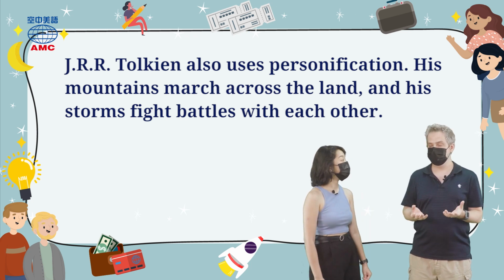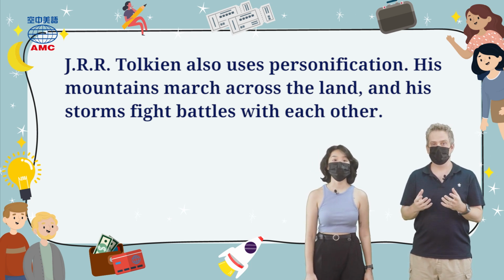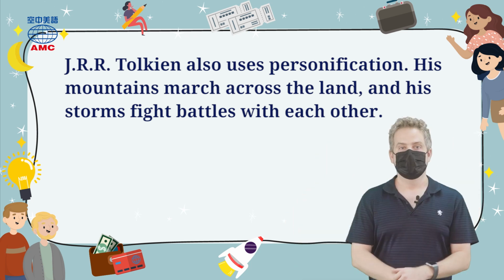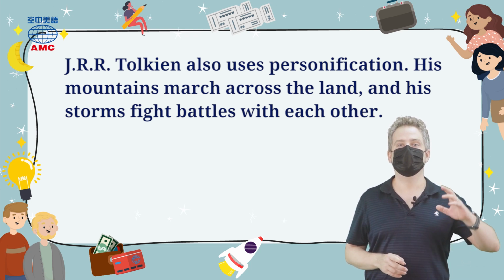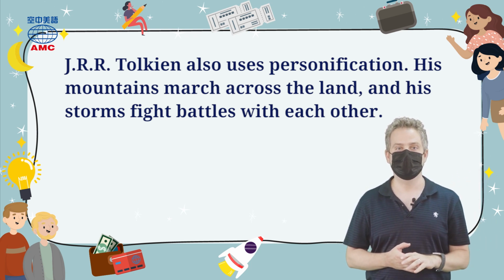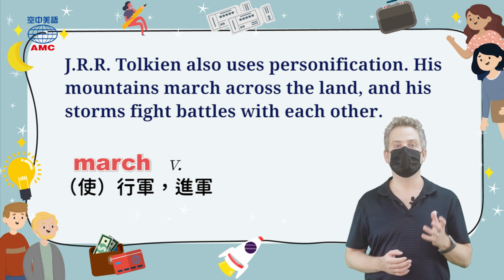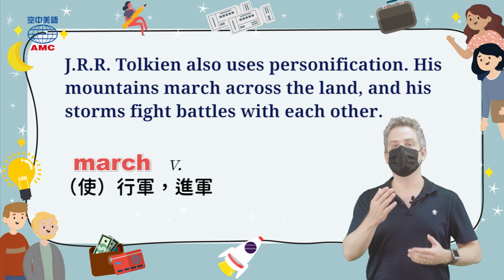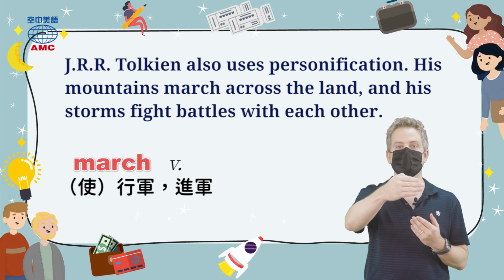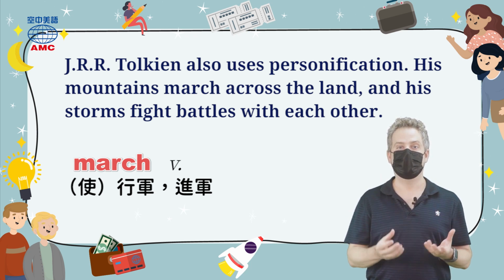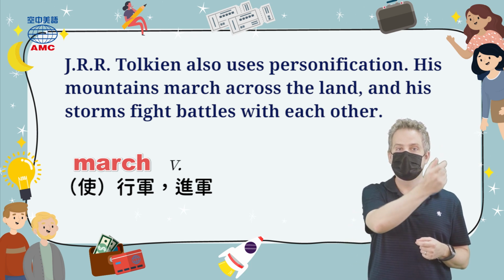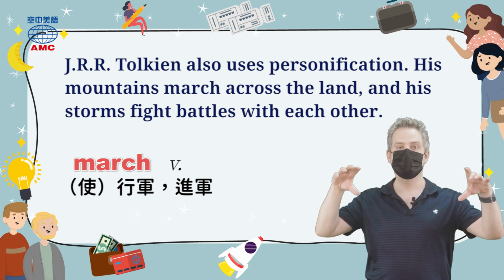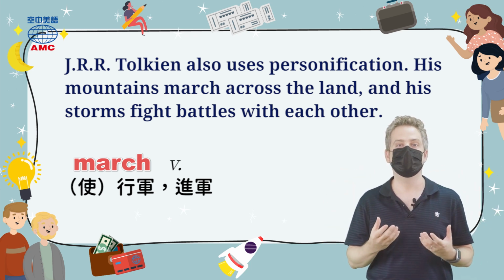Okay, so yeah, mountains don't have legs, but they march. Storms are just storms, but that seems like they're really fighting each other. So Tolkien often writes about his mountains marching across the land. To march means to move like soldiers in long, well-organized lines. They're at a regular, steady, quite fast usually, speed. So when he says this about mountains, he said it's like these mountains are long lines of soldiers just walking along, walking along. That's how these big, long lines of mountains kind of appear.